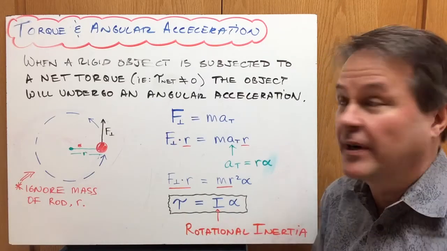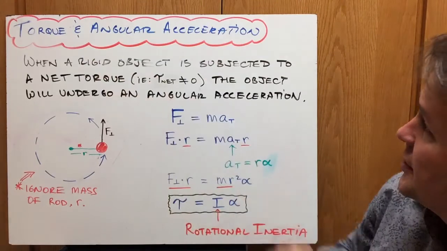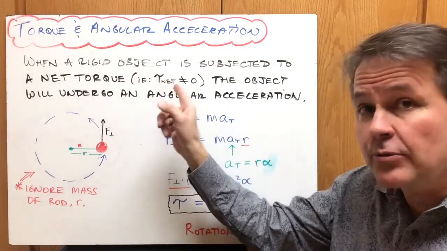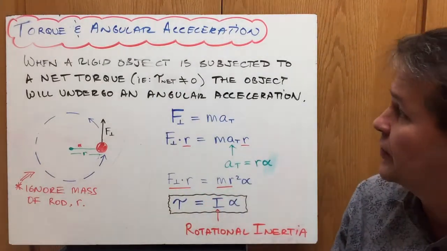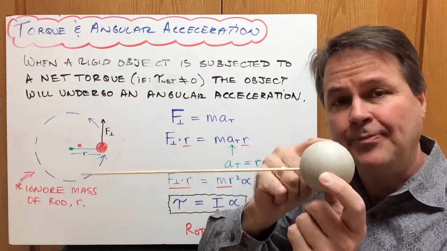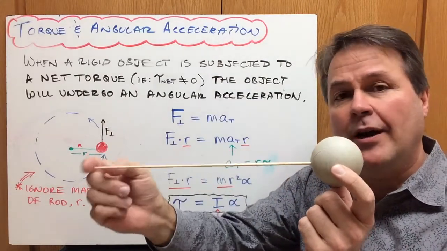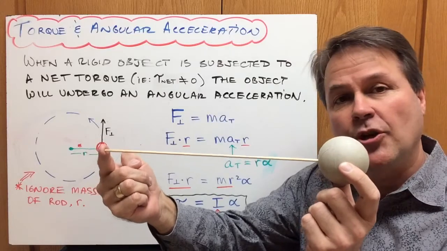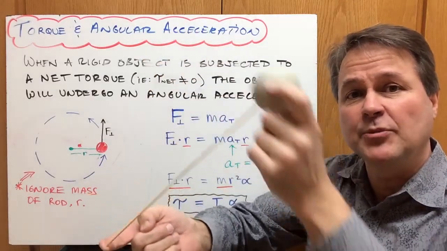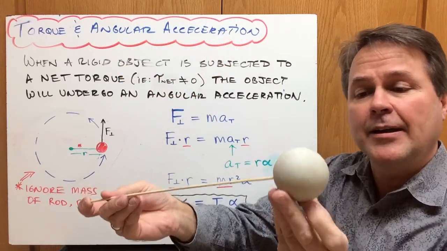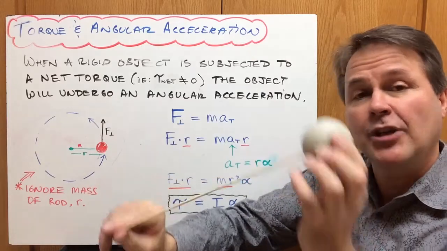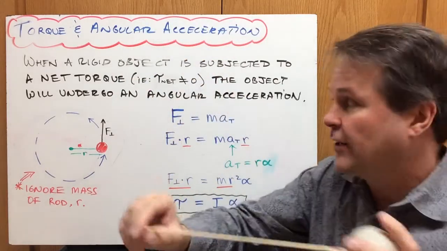Torque and angular acceleration. When a rigid object is subjected to a net torque, that means that the net torque is not equal to 0. The object will undergo an angular acceleration. So here is an object M, and I'm using this bamboo rod just to show the radius that the object is moving. If that object M is moving through that radius, and I apply a force which is perpendicular to that radius, this object will undergo an acceleration.